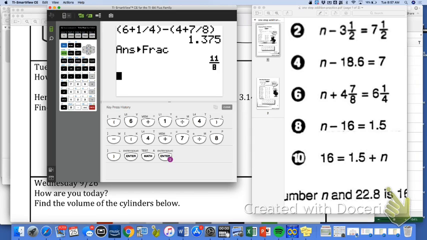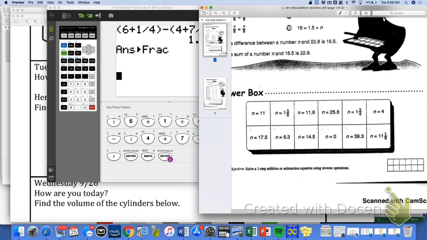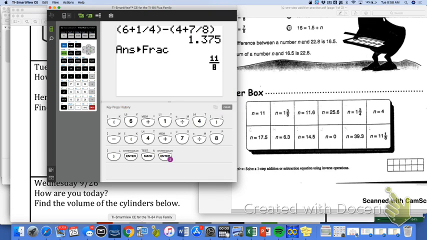Do we? Answer 11 over 8 on our calculator, right? Do we see the answer 11 over 8? Yes. Are we sure? No. We see 11 and 1/8, right? I did this problem for a reason because I knew this is the one that would mess with you a little bit. So that's why I wanted to make you aware of this one.